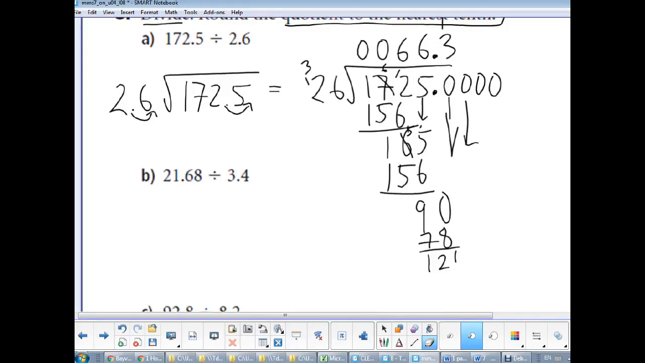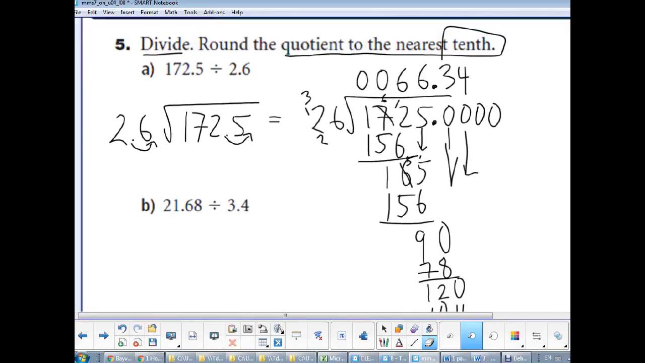Bring down a 0. 26 times 4 will work. 6 times 4 is 24. This will be 10. So we have our 2 decimal places. That's what we need. We don't have to keep going. It said we needed to round to the nearest tenth. This is the tenth. So 66.34, we look to the number to the right of the one we want to round to.